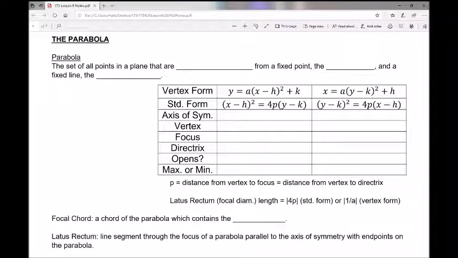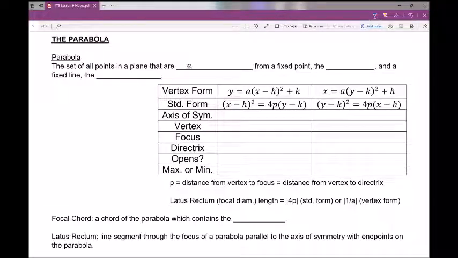In this lesson, we're going to talk about conic sections, and we're going to start by talking about the parabola. You've probably seen parabolas before in college algebra, but we're going to look at them a little differently than you may have looked at them then. A parabola is the set of all points in a plane that are equidistant from a fixed point called the focus and a fixed line called the directrix.